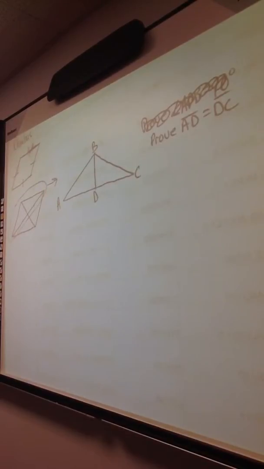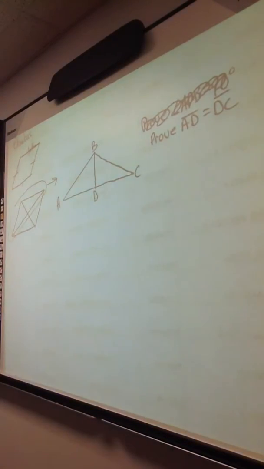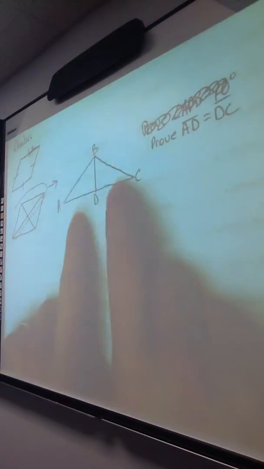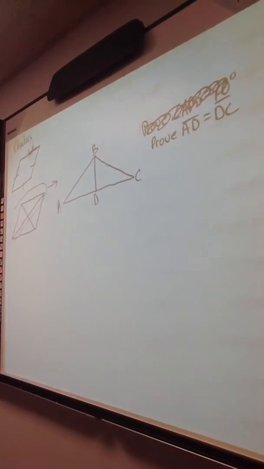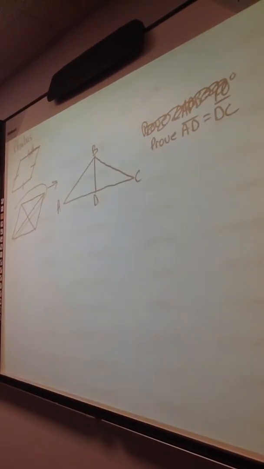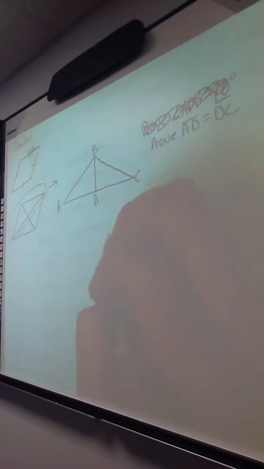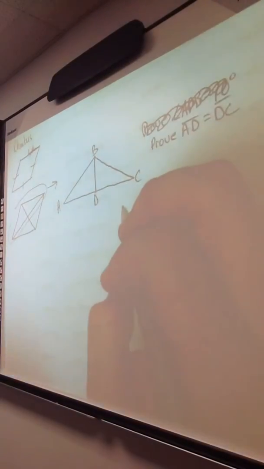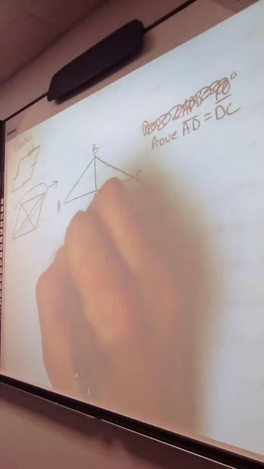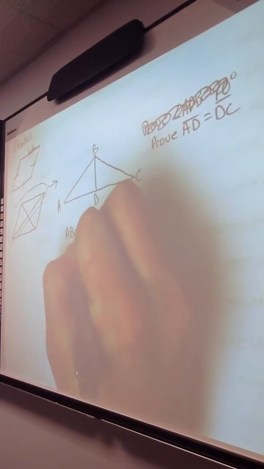AD and EC. Okay, we're gonna prove those are equal. Same idea though. If we could prove the triangles are congruent, doesn't that mean that those have to be equal? So let's try to prove the triangles are congruent. What do we know? Line AB is equal to line BC.